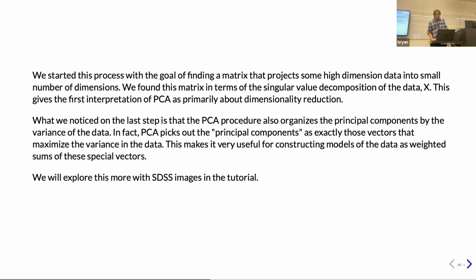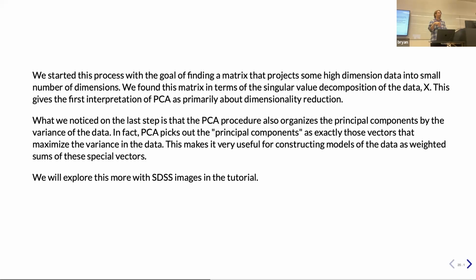So this is cool. We started this process with the goal of finding a matrix that projects some high dimensional data into a small number of dimensions. And we were able to find this in terms of a well-defined operation that there are algorithms to compute, and that we can compute very easily in, for example, NumPy. So this is the first interpretation of PCA as a dimensionality reduction technique.